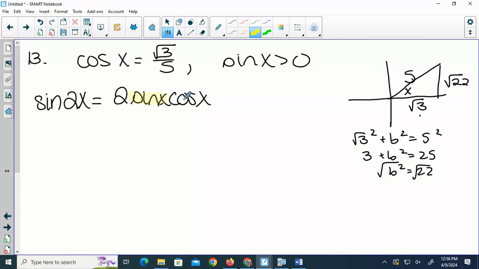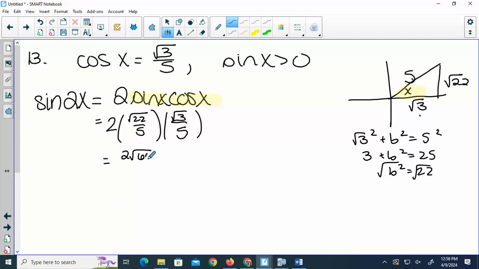Notice, sine of x and cosine of x, so we can use triangle x for those. Sine, opposite over hypotenuse, radical 22 over 5. Cosine, adjacent over hypotenuse, radical 3 over 5. When you multiply, any numbers under the radical stay under the radical, things outside the radical stay outside. So the 2 stays out. Radical 22 times radical 3 becomes a radical 66.